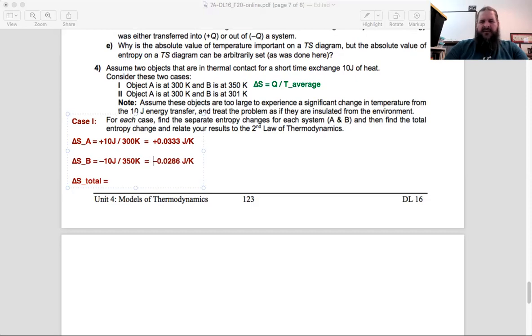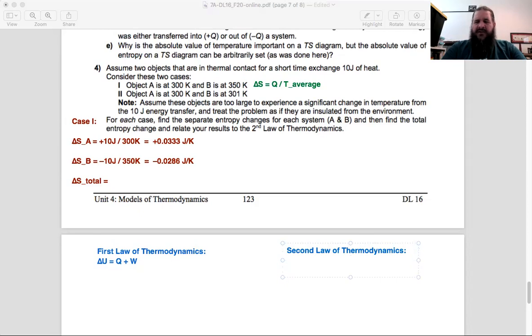By the way, is it possible for an object to lose entropy? I mean, it should be. It's certainly happening for B. Losing entropy just means heat is leaving the system. But let's relate that to the second law of thermodynamics. First law of thermodynamics is just conservation of energy. Delta U equals heat plus work. But the second law is somewhat more complicated.